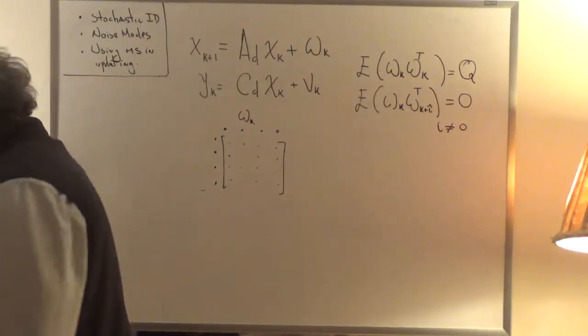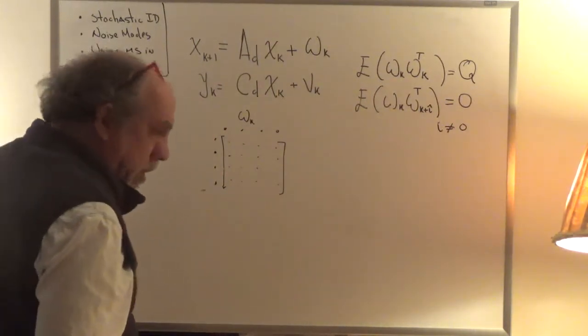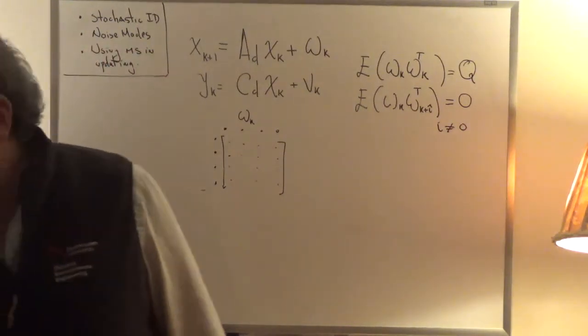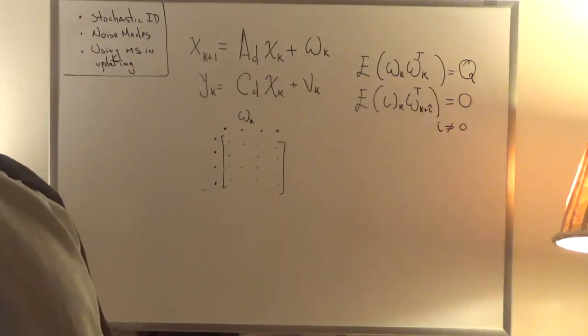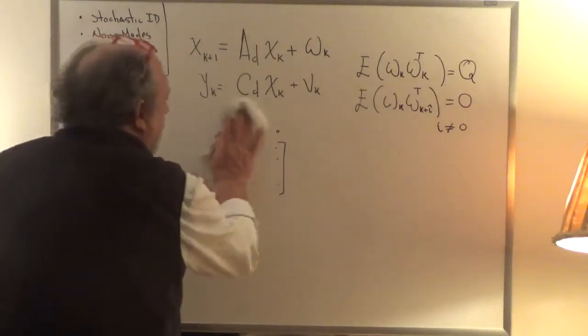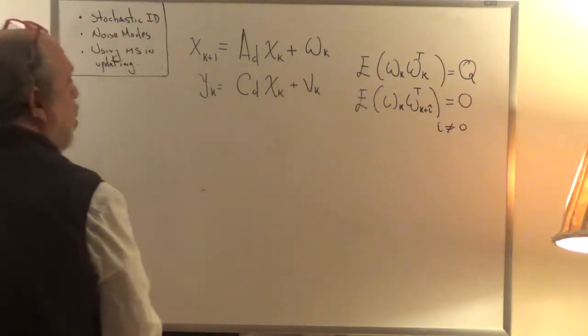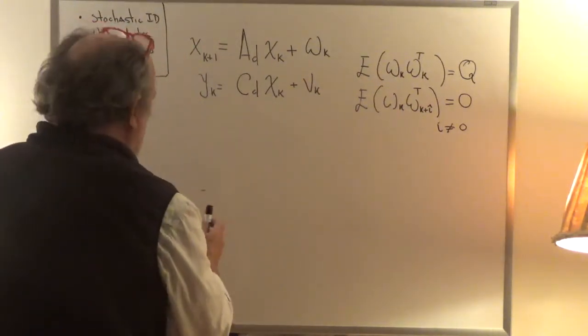times omega k plus 1. So omega k times omega k transpose has an average which is Q.